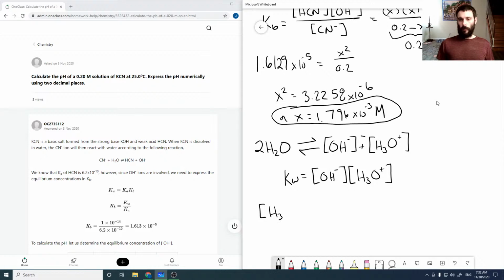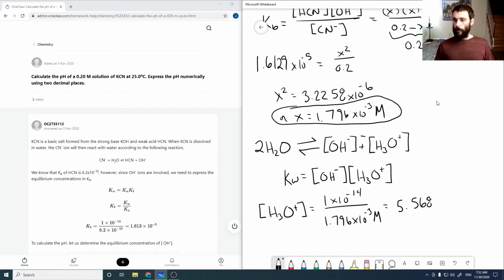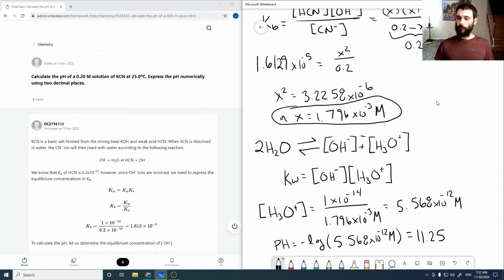So our H3O plus concentration is then just 1 times 10 to the minus 14, which is Kw, over our OH minus concentration, which comes out to be 5.568 times 10 to the minus 12 molar. And so then our pH is the negative logarithm of this value, which is 11.25. So there's our pH for that solution.